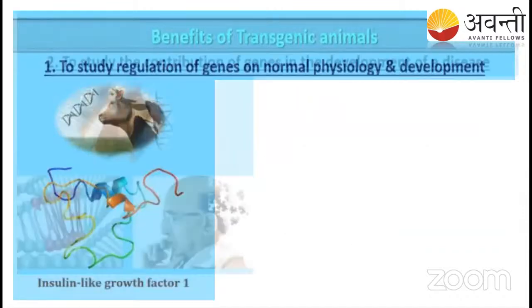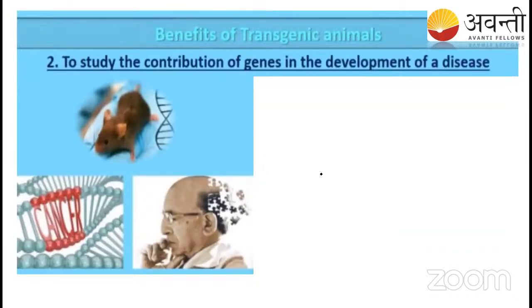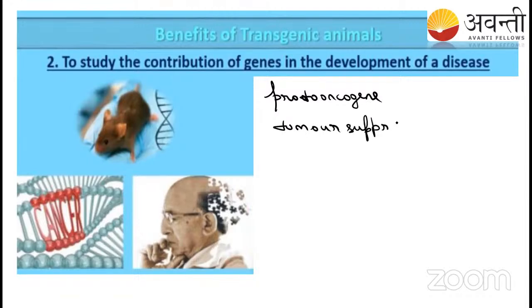And see here, in the development of disease. Students, you know cancer is produced by two types of genes: the proto-oncogene and the tumor suppressor gene, right? Whenever a mutation happens in these genes, it causes cancer. So the transgenic animal is also useful in studying this type of disease, that is, cancer.